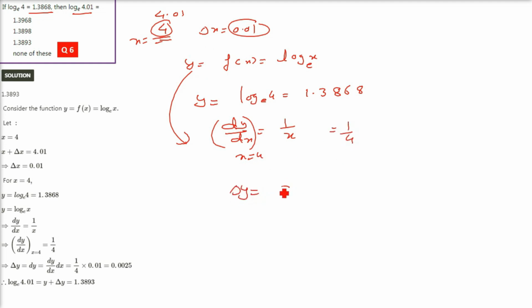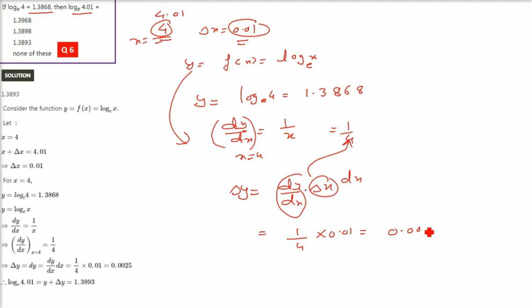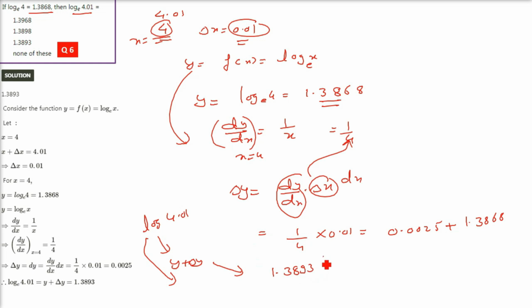Now delta y is dy by dx into delta x. Dy by dx is 1 by 4. Delta x is dx only, 0.01. So you get 1 by 400, which comes out to be 0.0025. Y plus delta y is what we wanted, as that will give you the value of log 4.01. Now let us add y plus delta y, so you add this 1.3868. Finally, the log of 4.01 is 1.3893. After addition of these two, this is the final answer.